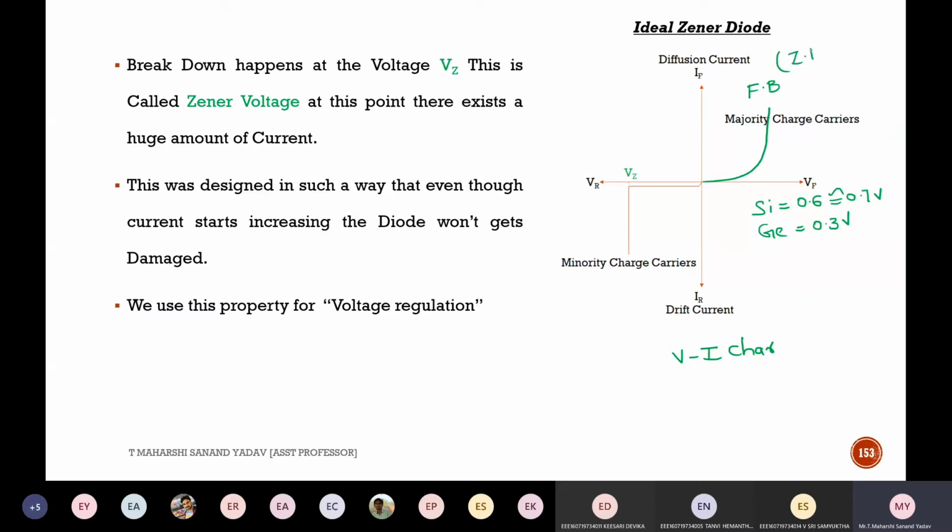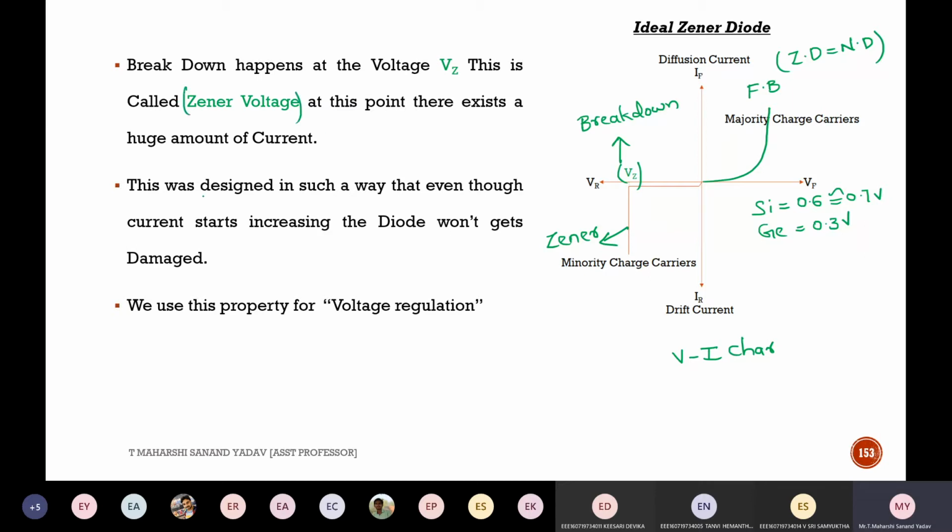Here the working of the Zener diode is the same as a normal PN diode, and till this point the working conditions are also the same. But once this voltage Vz is reached, it enters into the region called breakdown. Under this breakdown region, the Zener diode starts working, meaning it will be switched on. Breakdown happens at a voltage Vz, which is called the Zener voltage. At this point, there exists a huge amount of current.